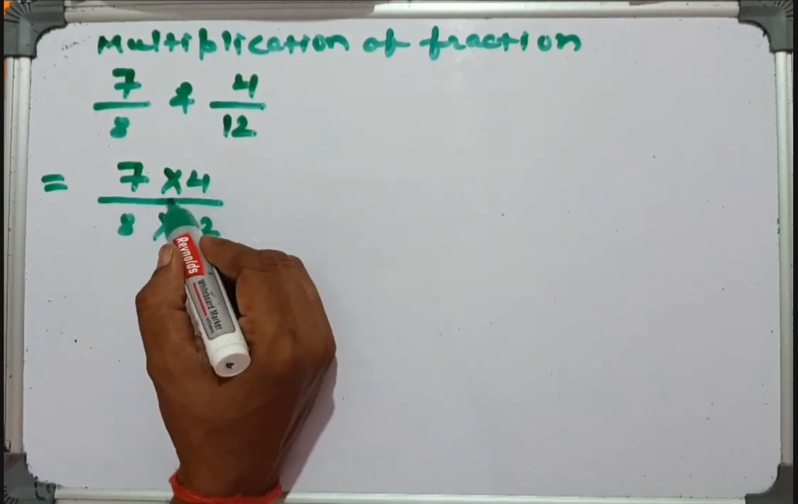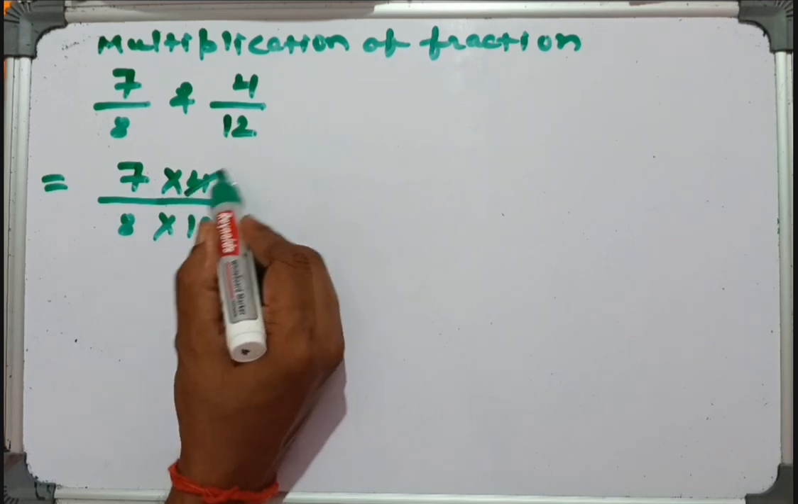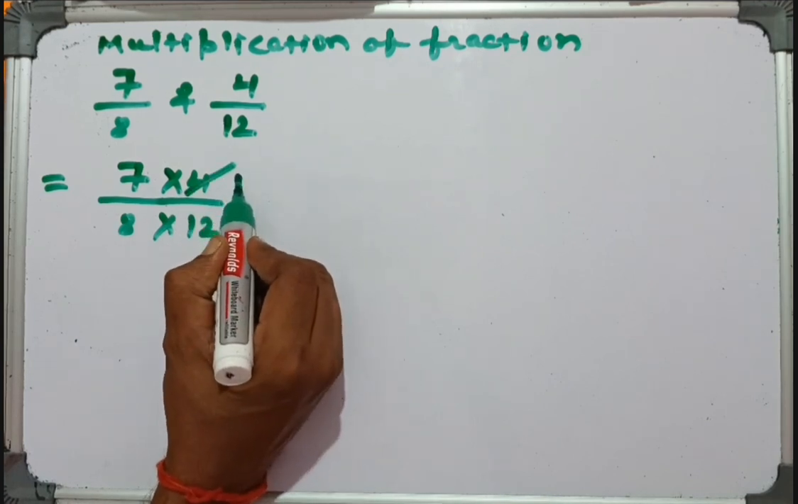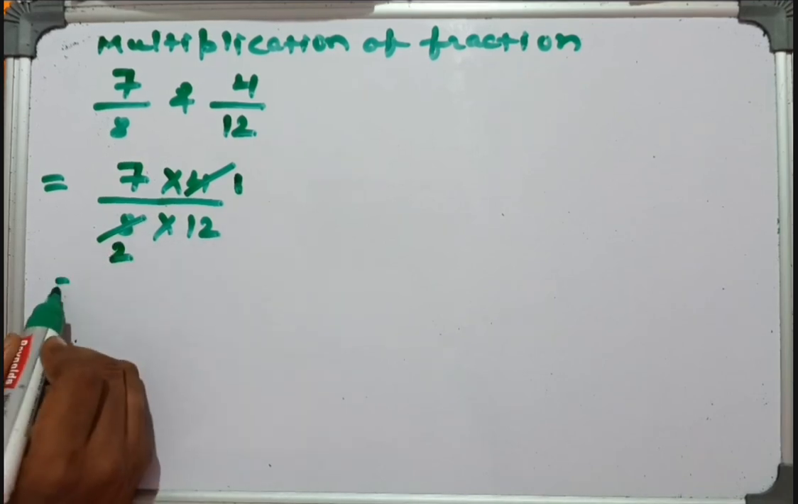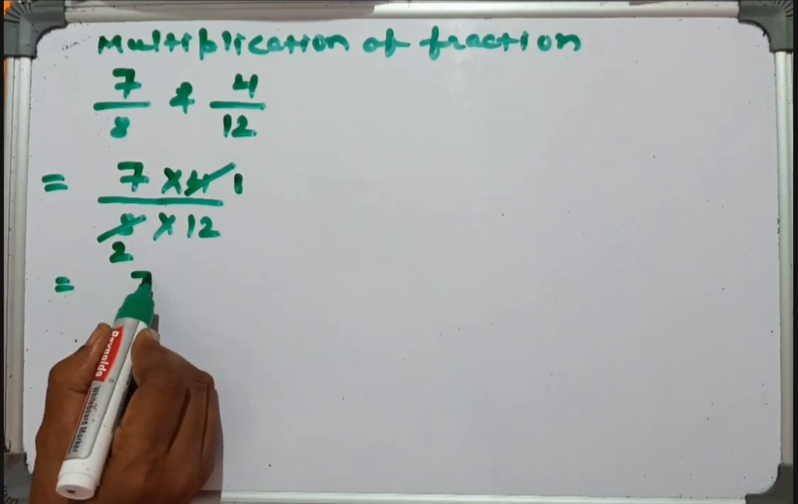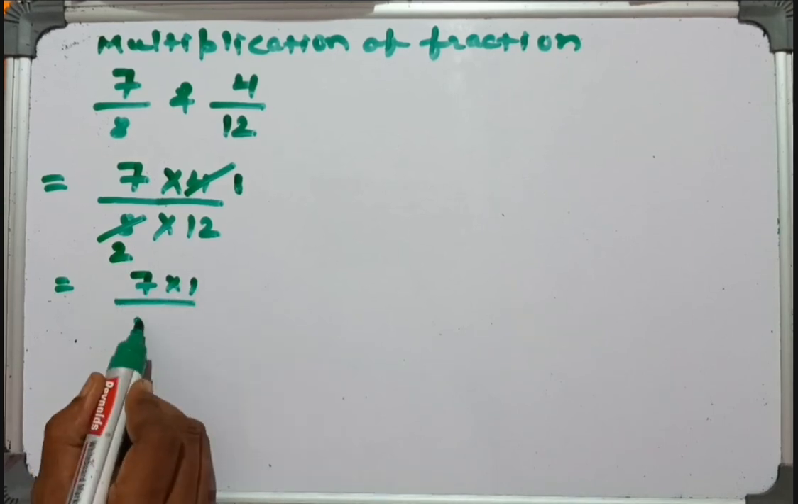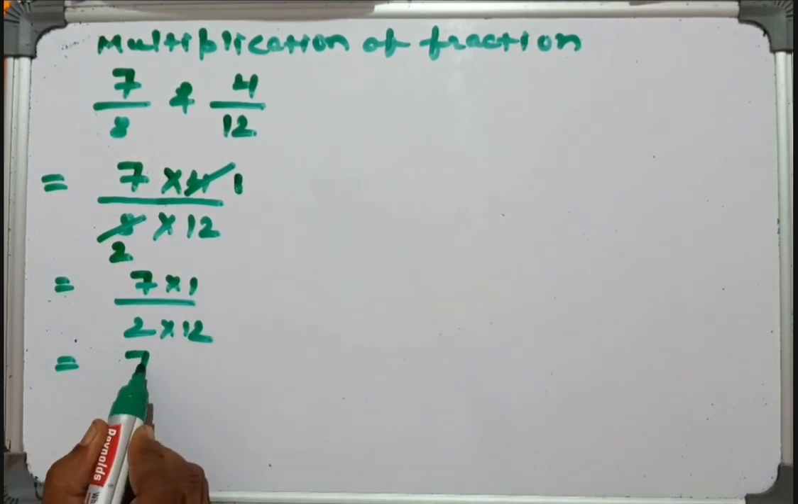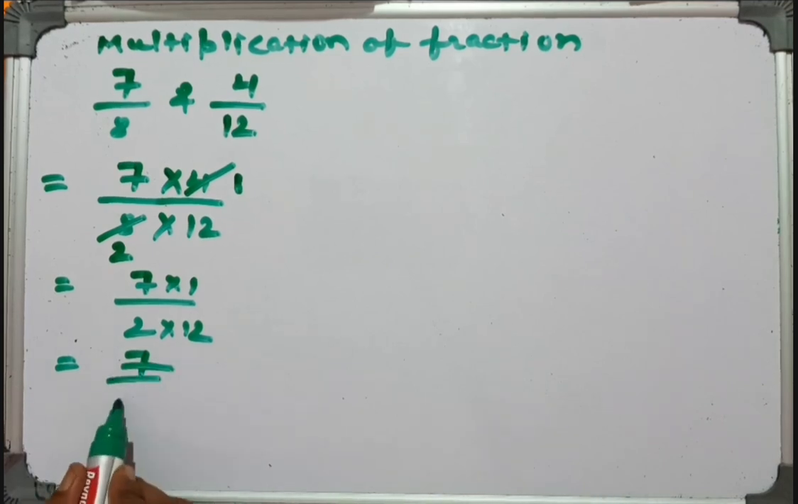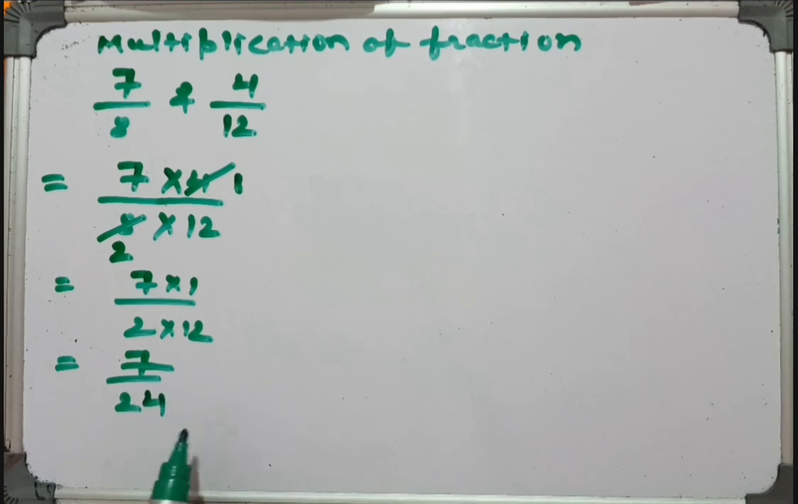So guys, when you simplify this one, 4 1s are 4, 4 2s are 8. So this becomes 7 into 1 and this is 2 into 12. Now this is 7 by 24.